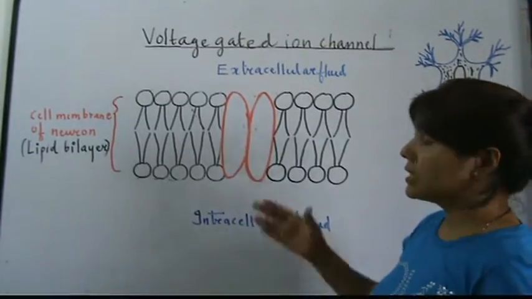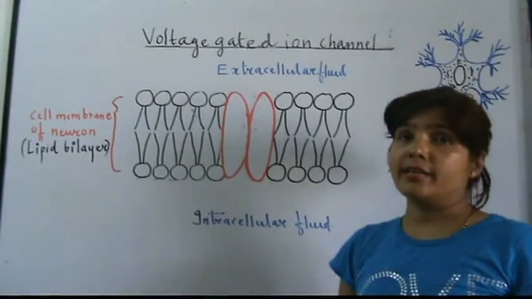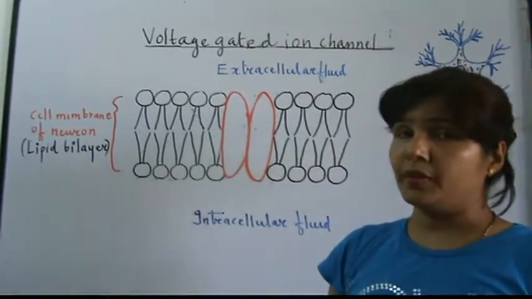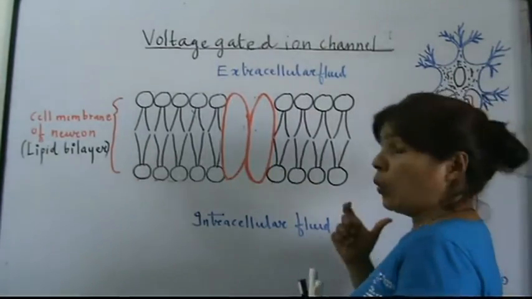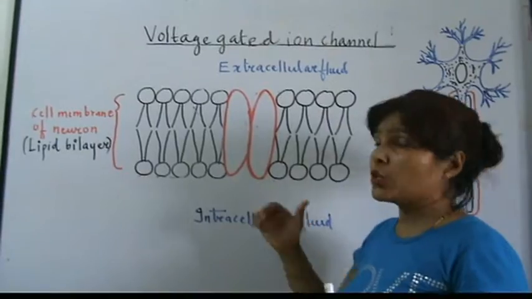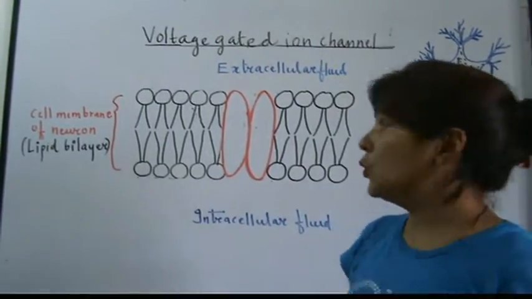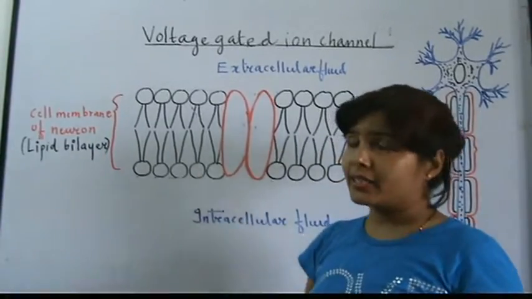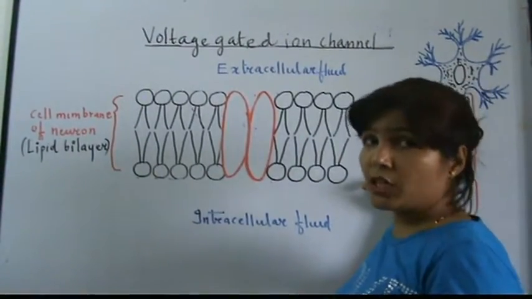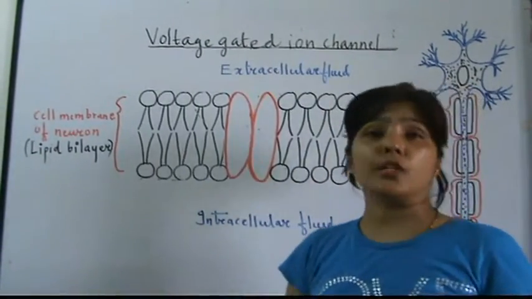Now you can see this is a voltage gated ion channel over here, and the voltage gated ion channel is closed. Now how is this voltage gated ion channel going to open? This voltage gated ion channel opens in response to change in the voltage or membrane potential across the membrane. What do we mean by change in the membrane potential? I have already spoken about the fact that the inner surface of the neuronal membrane has a negative charge or is electronegative, whereas the outer surface of the neuronal membrane is electropositive.